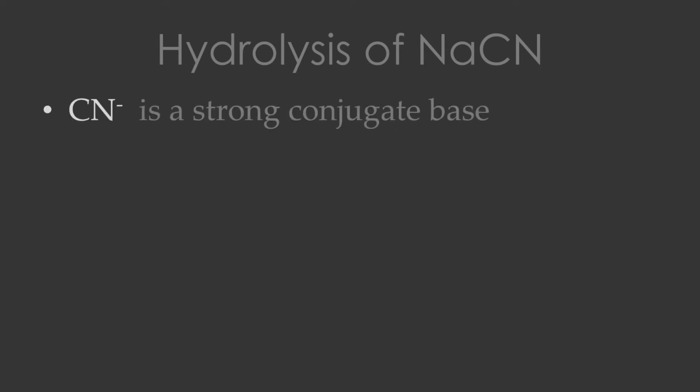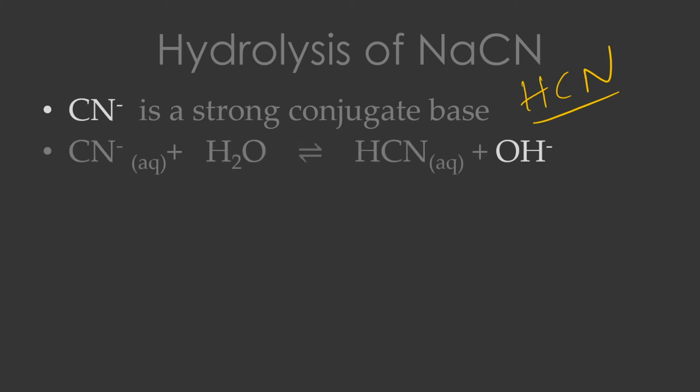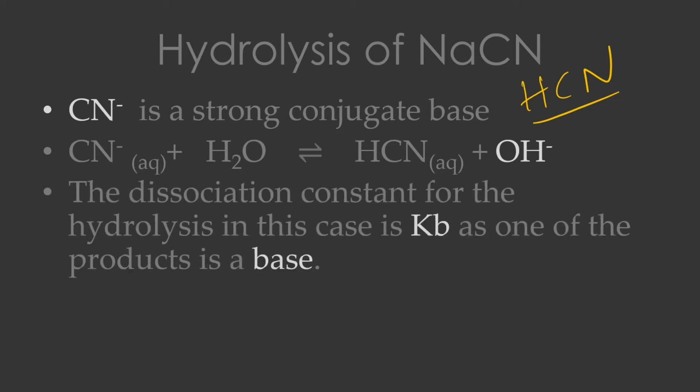First, we will write the hydrolysis because CN− is a strong conjugate base. It is actually coming from the weak acid HCN. HCN is a weak acid, and CN− is coming from NaCN, which is a salt of a weak acid. Therefore, CN− is a strong conjugate base and it will undergo hydrolysis. So CN− + H2O gives you HCN + OH−.